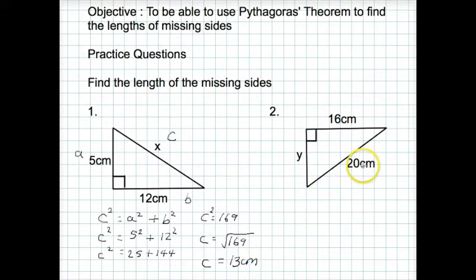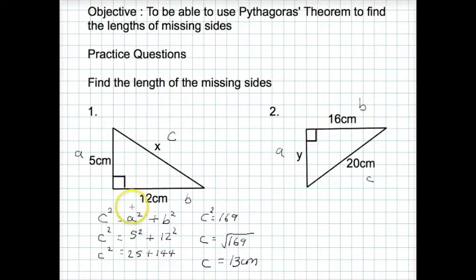Question 2. Again, it's a right angled triangle, but this time we're finding the shorter side, one of the shorter sides. So we have to rearrange this formula. So this time what I could do is label the triangle. I want to find A, that's C, that's B.